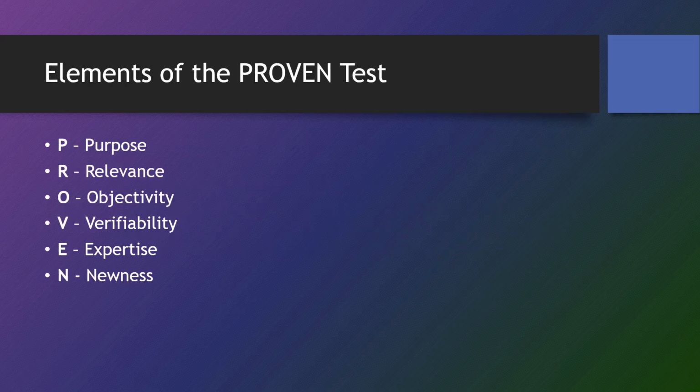Okay, as with many other methods for evaluating information, the PROVEN test is an acronym outlining 6 basic areas you should keep in mind when looking at a potential source. These are purpose, relevance, objectivity, verifiability, expertise, and newness.